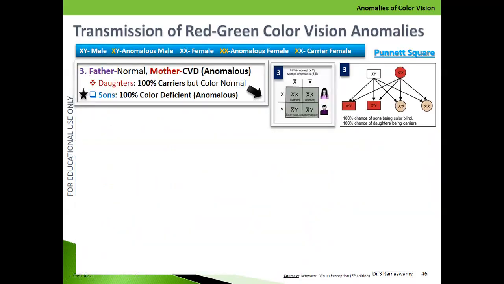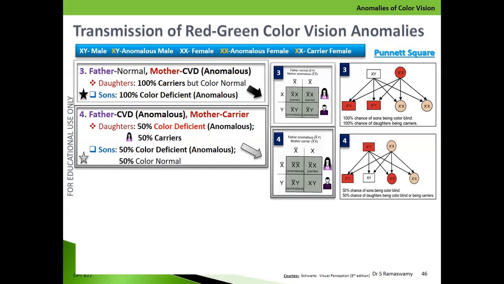Here's a third situation where you have a normal father and a color defective mother. It's very rare to have the mother be color defective. Generally females don't themselves receive both the color defective genes, so it's very rare that females are color defective. But in a rare situation, if the mother is color defective, then it's going to be a little significant, because 100% of the daughters are going to be carriers of the gene and 100% of the sons are going to be color defective. So this is one situation. If the mother is color defective, 100% of their sons are going to be color defective.